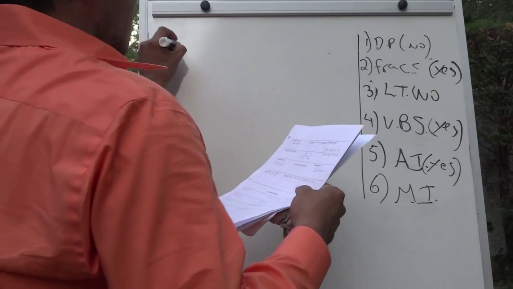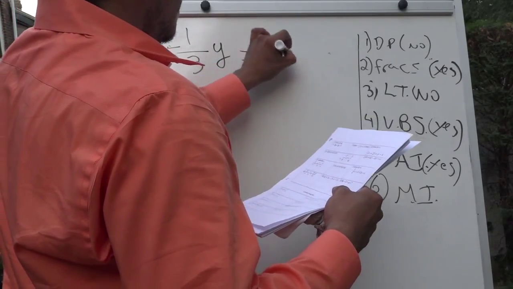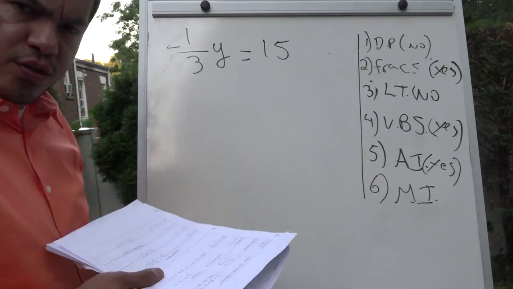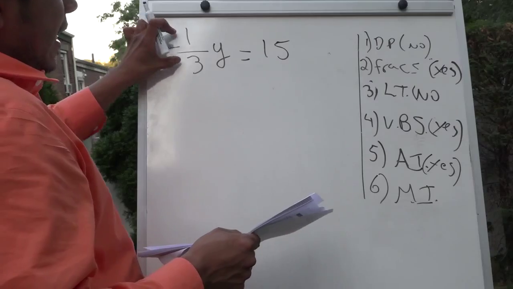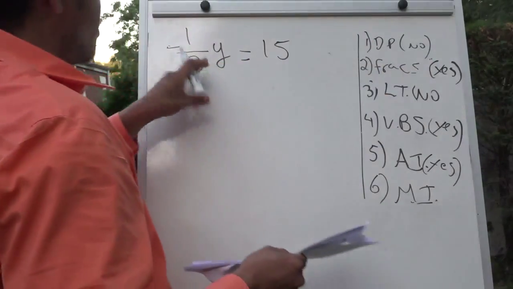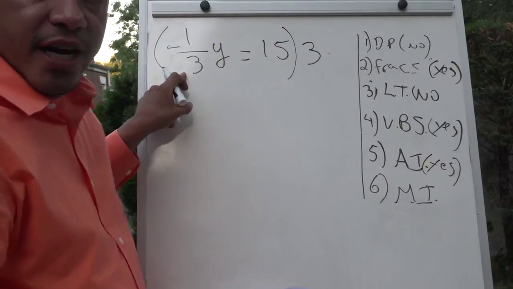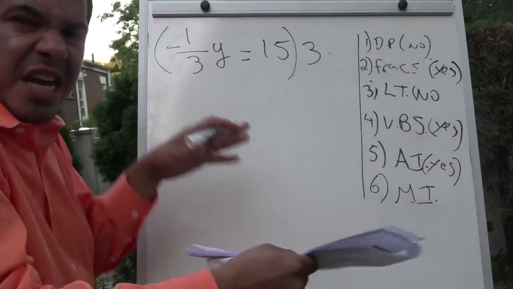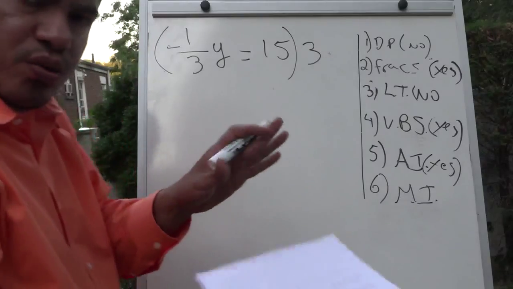Negative 1 over 3y equals 15. Right away, this is going to be negative 45, and I'm going to explain to you why. Listen to me. Distributive property? No. Fractions? Yes. So multiply the whole equation, the entire thing, by the common denominator. You only have one denominator over here. So there's no need to think about the game down to 1, the multiple, this and that.